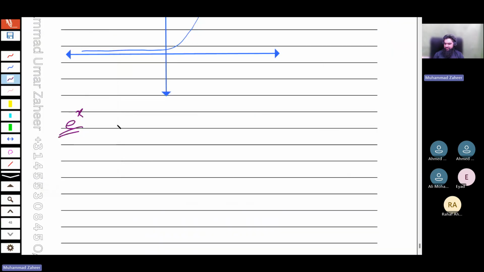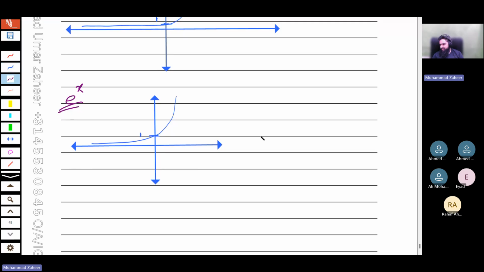So all this type of function is going to have a graph that looks like this. And from where does this graph pass? This point is 1. Because at x is equal to 0, any number having a power 0 is 1.